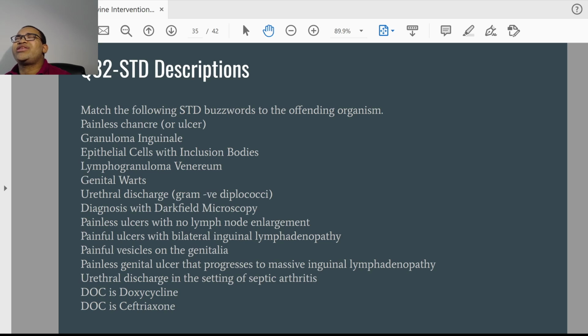I think this bug had an old name. If I'm remembering correctly, I think it was called like Calymmatobacterium something. That was a super long name. I'm glad it's been changed to Klebsiella granulomatis. Trust me, the alternative from back in the day was way worse. It was a terrible name. I don't know who named that, but I'm sure it's someone famous.